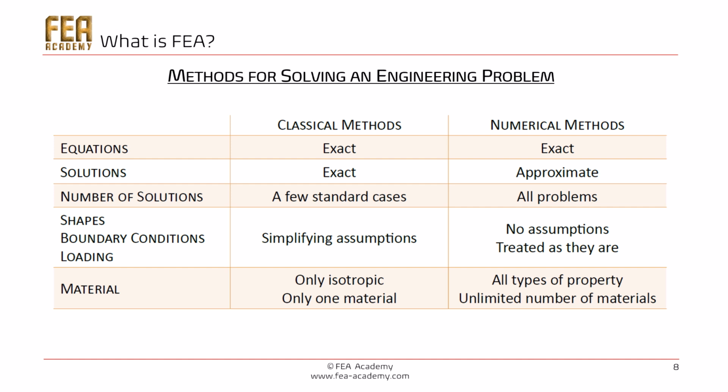For shapes, boundary conditions, and loading, we have to do some simplifying assumptions for the classical methods, to apply the classical methods, I should say. While for the numerical methods, there are no assumptions. Shapes, boundary conditions, and loading are treated as they are in the reality. And finally, for the material, the classical methods are limited only to isotropic and only one material. On the other hand, the numerical methods can use all types of properties with an unlimited number of materials.